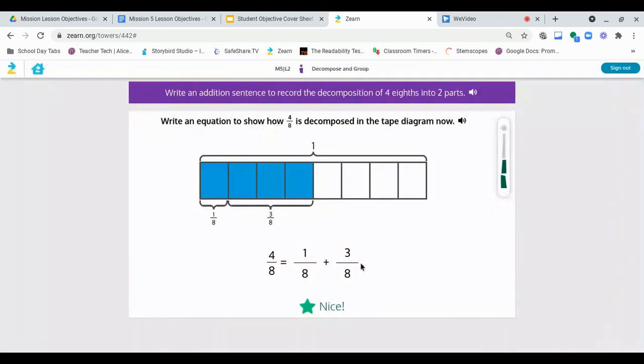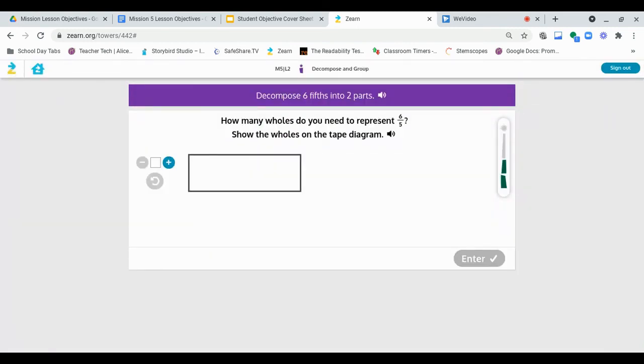Okay, keep climbing. I'm trying my best, but my hands are getting tired, my legs are getting tired, my brain's getting tired, but I can do this. We're going to decompose 6/5 into 2 parts now. It says, how many wholes do you need to represent 6/5? Show the wholes on the tape diagram. This is where it gets a little tricky. 6/5 is more than 1 whole, and I know this because the 6 is greater than the 5. The numerator is greater than the denominator. So that tells me I need 2 wholes, at least 2.